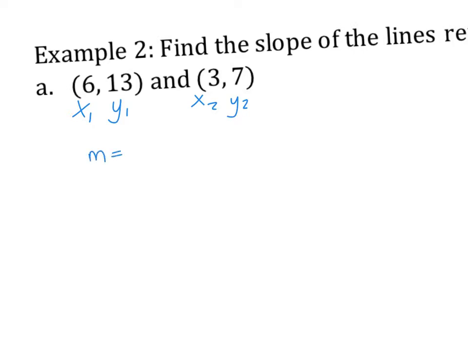So then our slope is going to be y2 minus y1 over x2 minus x1. So then 7 minus 13 is negative 6, and 3 minus 6 is negative 3. And then you always want to simplify it. So we end up with a positive slope. So slope is 2. You could put it as 2 over 1. A lot of people like to leave that as a fraction. I would encourage you just to simplify it as far as you can.